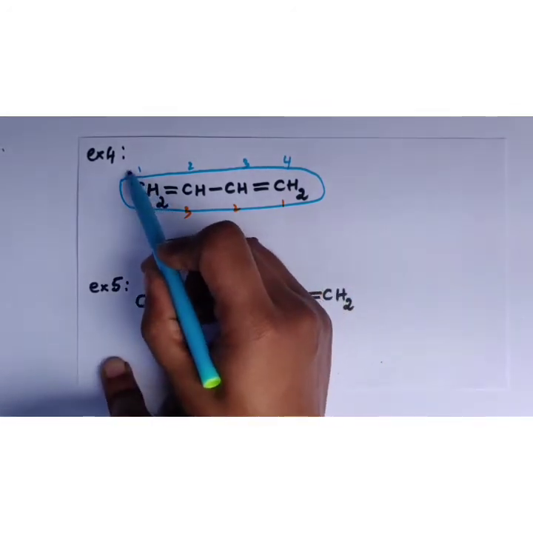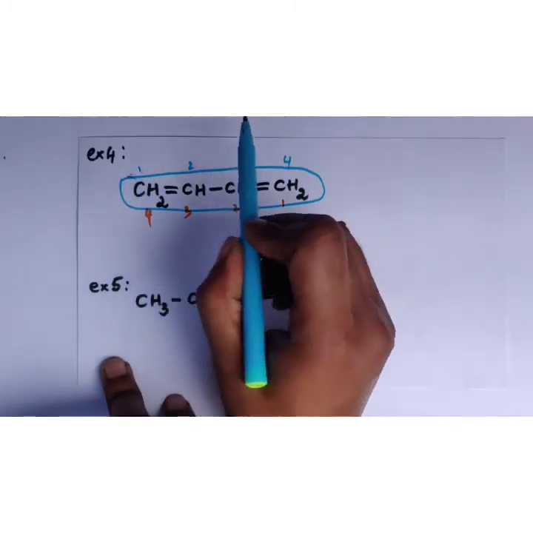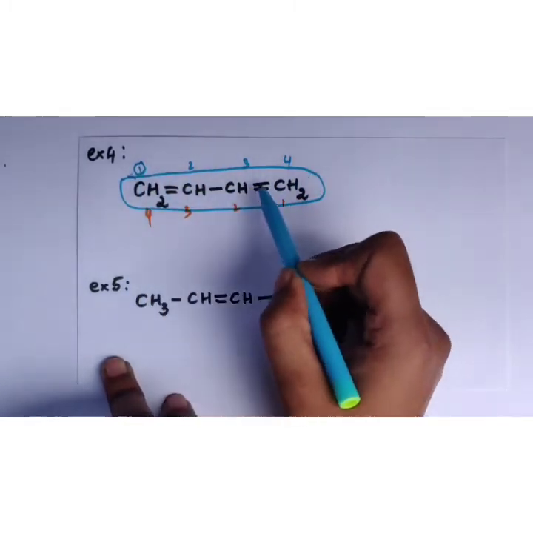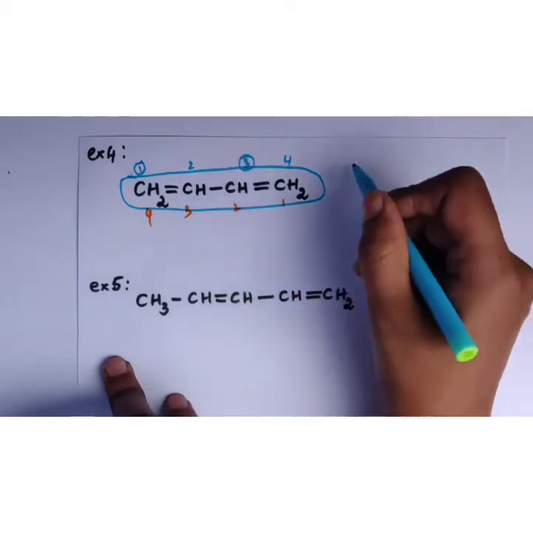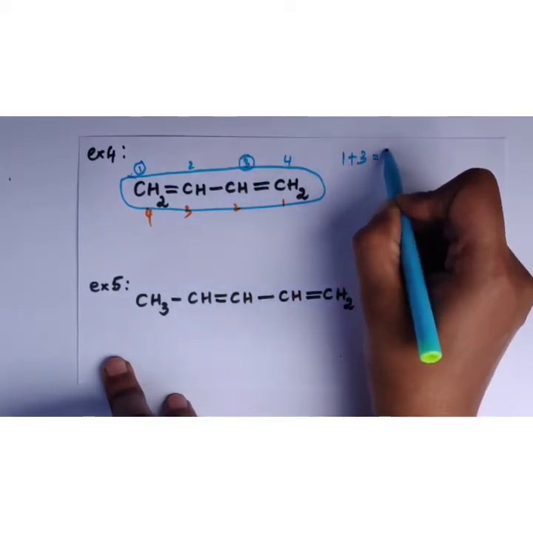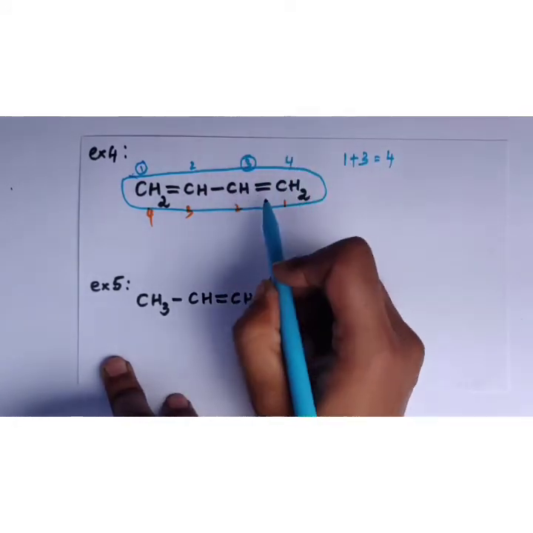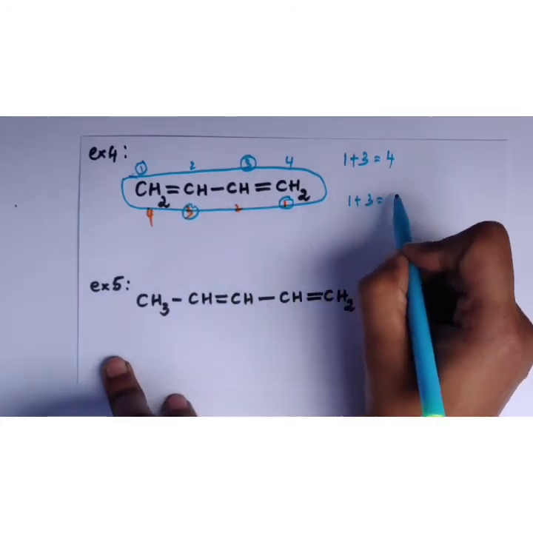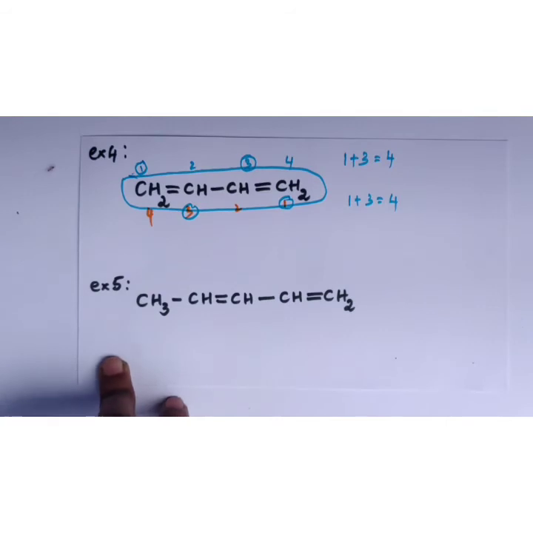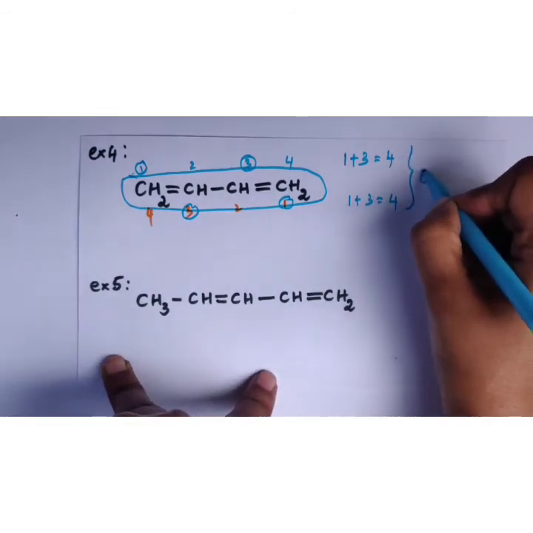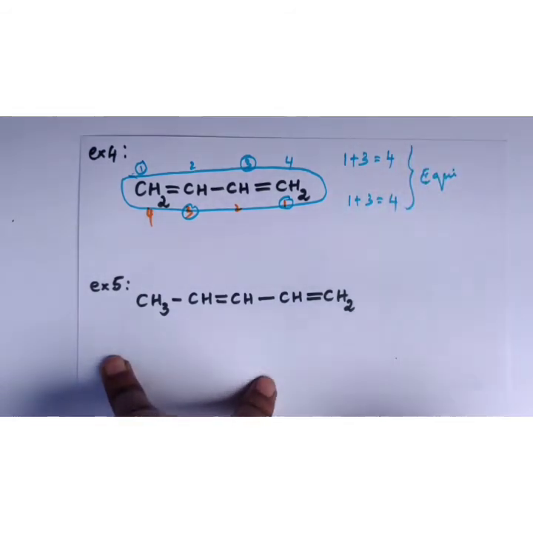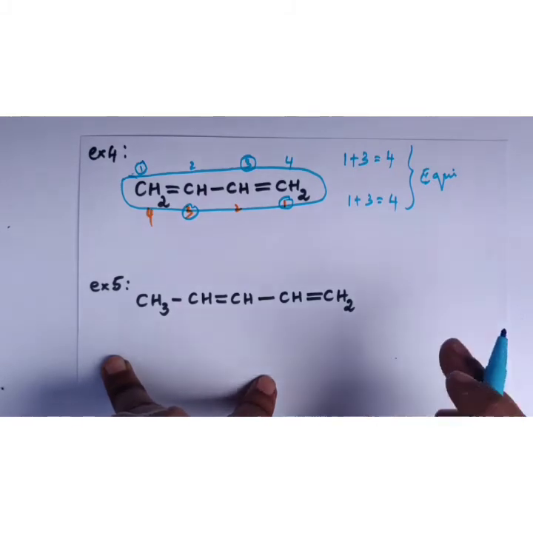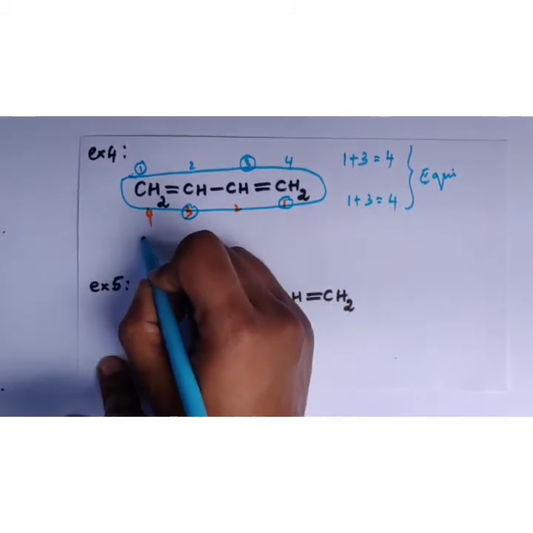Here, if you go from the left side, 1 and 2, which one is low there? 1 is low. 3 and 4, which one is low? 3 is low. So it is 1 plus 3, so it is 4. If you now go from the other side, 1 is low, here it is 3, so it is 1 plus 3, so it is 4. So it is equivalent. When it is equivalent, you can number it from any side.